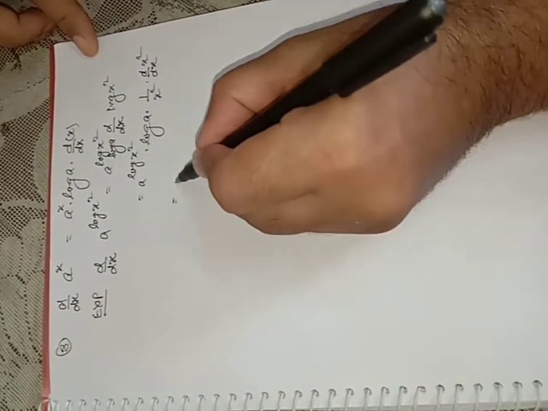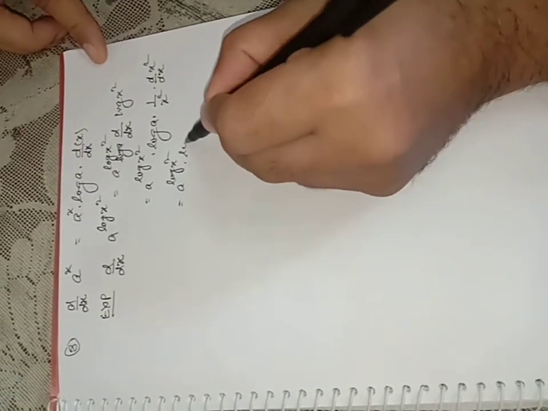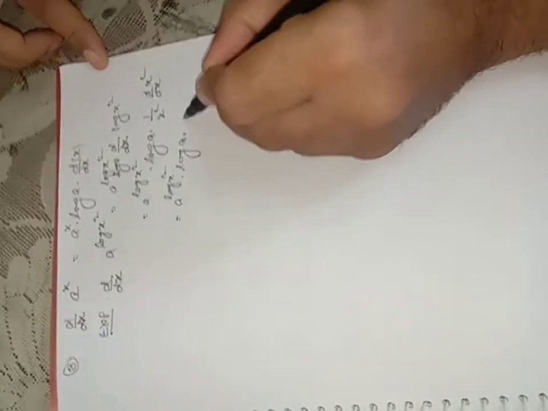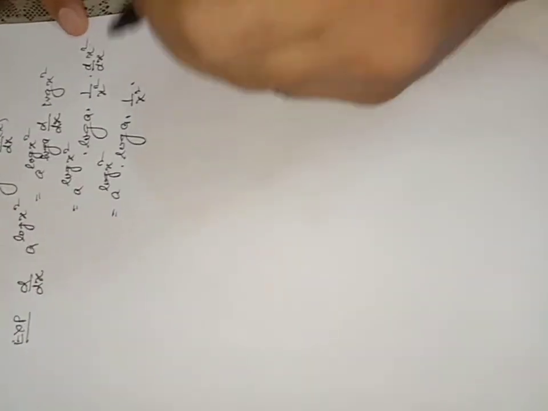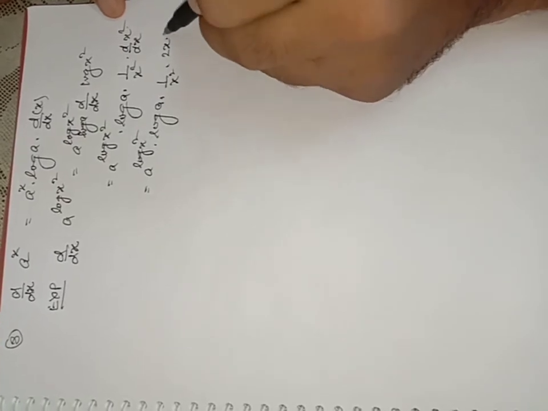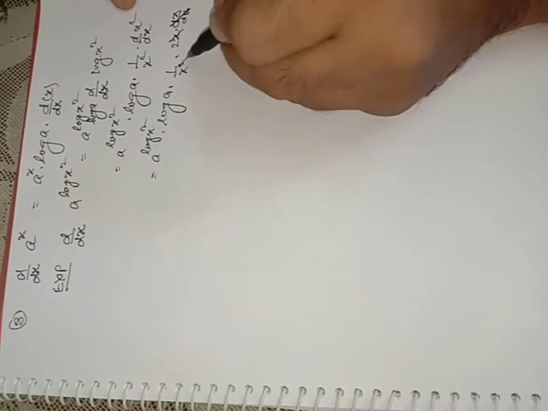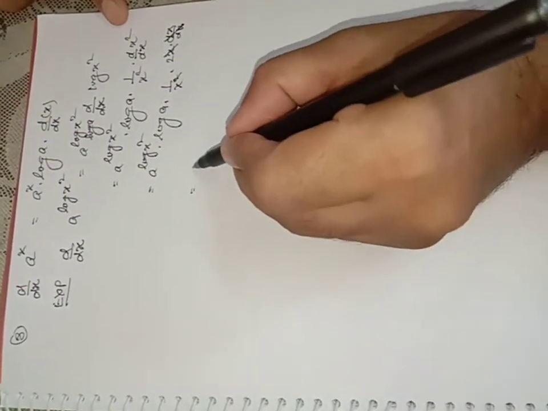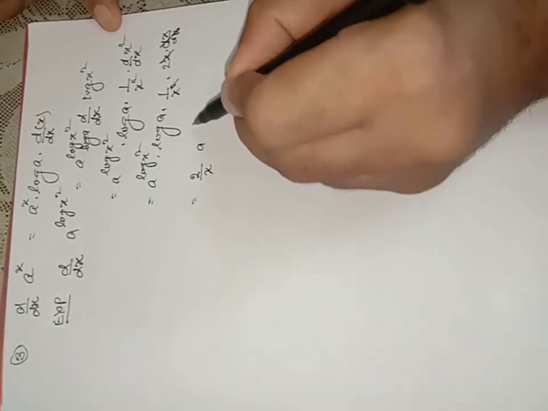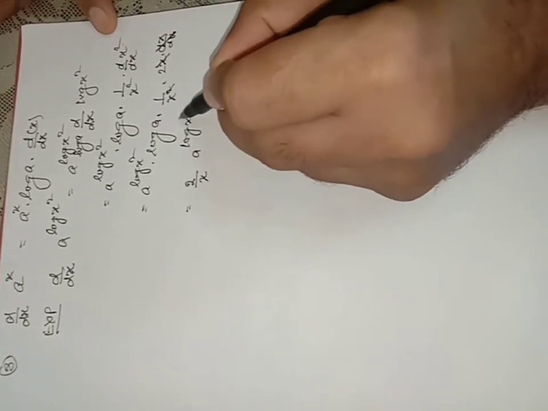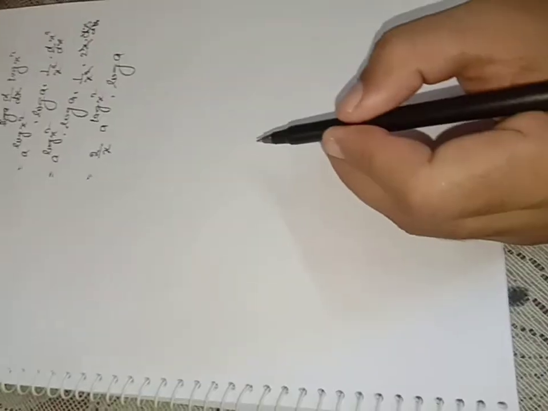So it becomes a power log x square into log a into 1 upon x square into differentiation of x square, that is x power n, becomes 2x into dx by dx, so 1 x gets cancelled, so your answer becomes 2 upon x into a to the power log x square into log a. Clear?